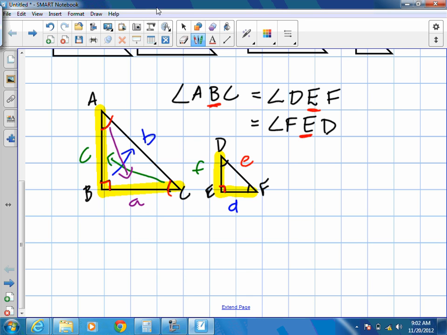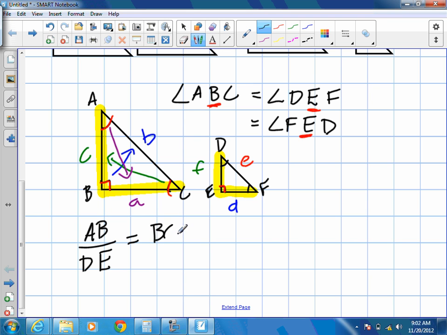Okay? So, in other words, what they have here is side AB, they'll say this in the book, divided by side DE. Okay? These are sides that are considered the same. They're on the same parts of the triangle. The ratio, if we were to divide them together, is the same as side BC divided by EF, which is also the same as side AC divided by DF.